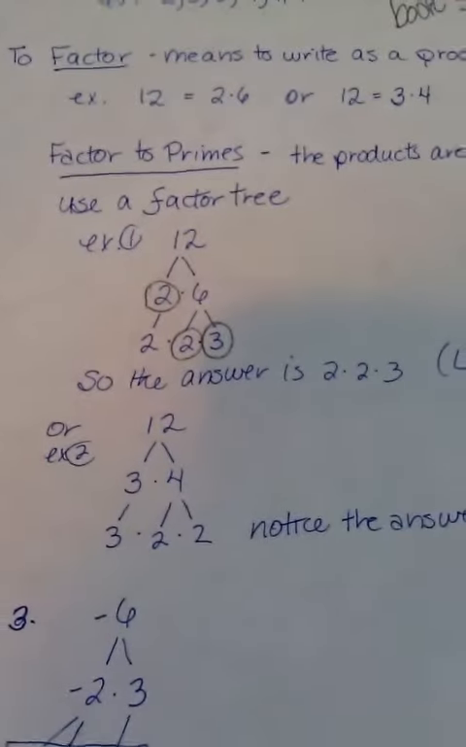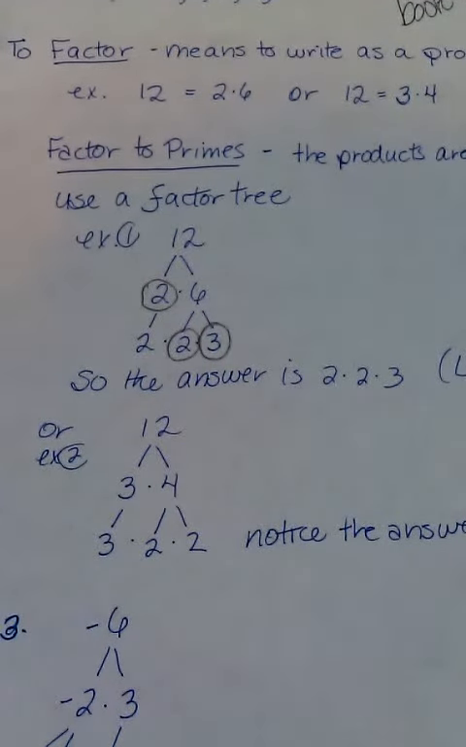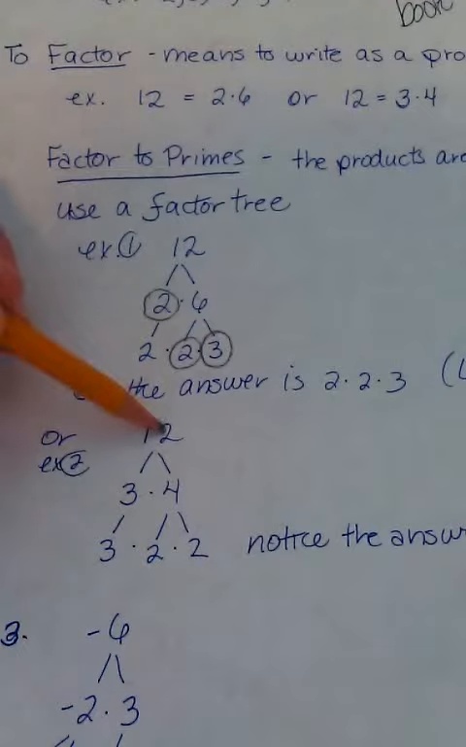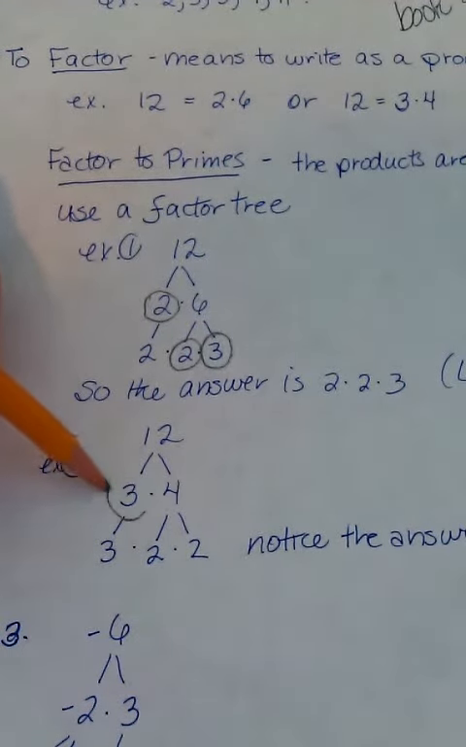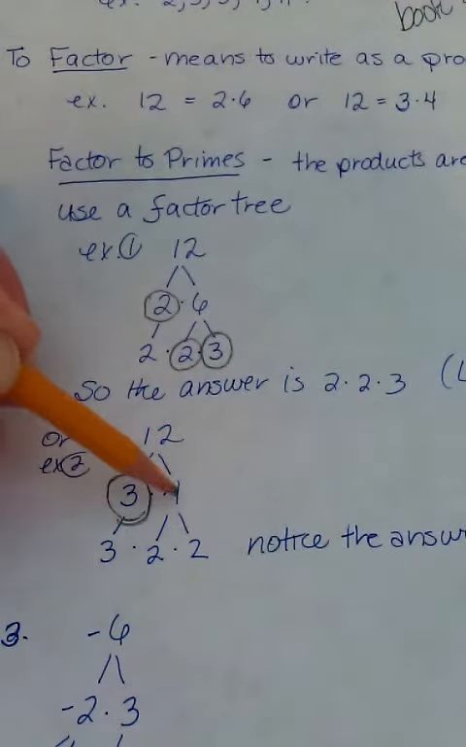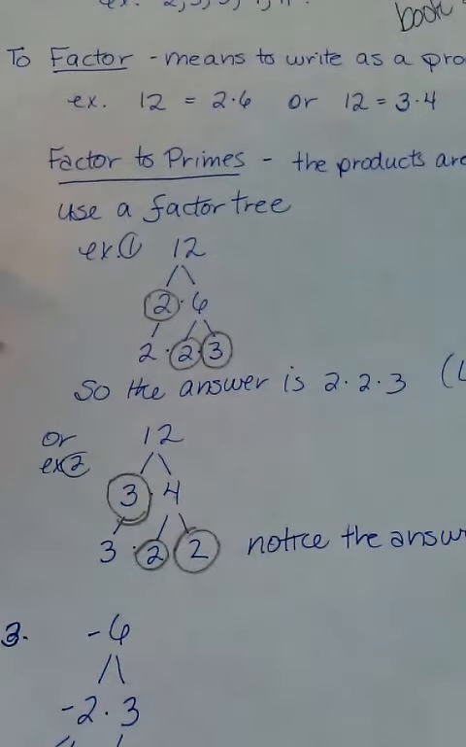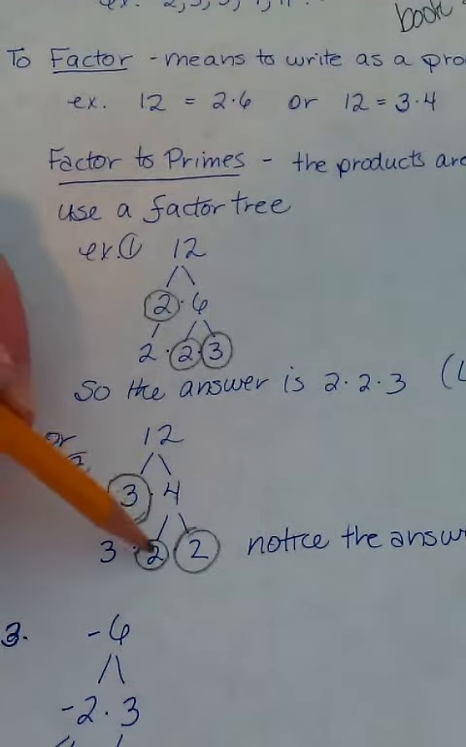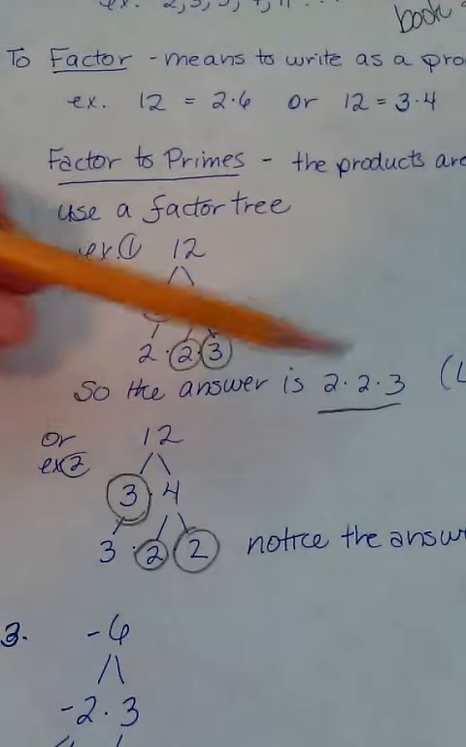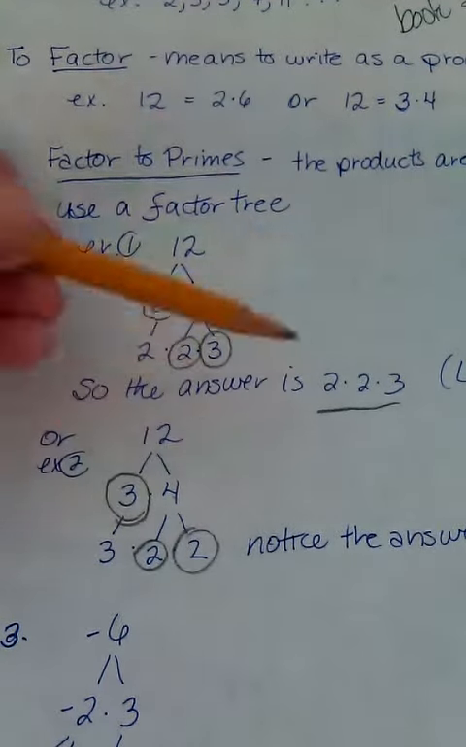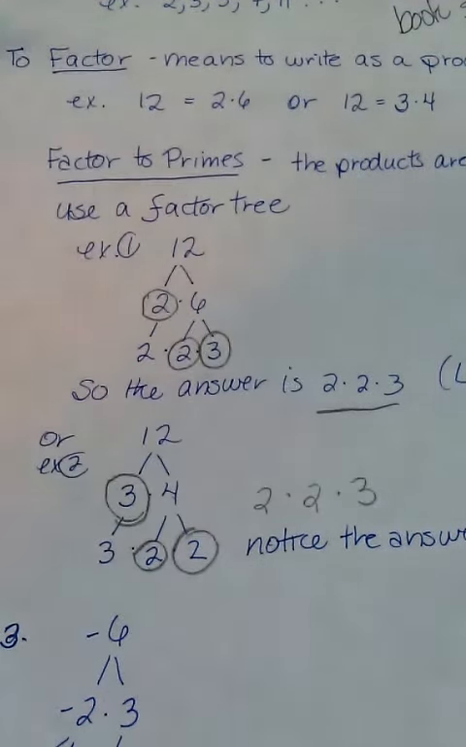Hey, but what if I had gone a different route? What if I had said 12 was 3 times 4? Well, hey, we'll still get to the same answer because watch what happens. 12 breaks down into 3 times 4. Oh, hey, 3 is prime, so I'm going to keep that. I can circle it here. 4 breaks down further into 2 times 2. So, hey, notice 3 times 2 times 2. That's still the same answer that I had gotten back up here, because there's 2 twos and 1 three. And we would write this as 2 times 2 times 3.